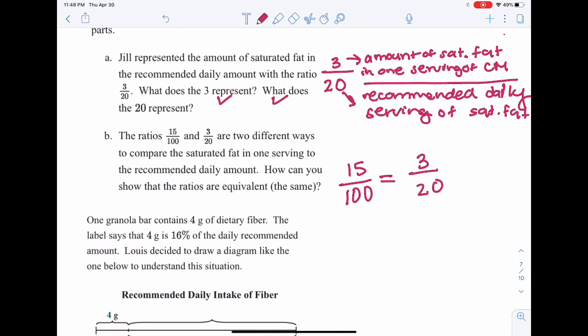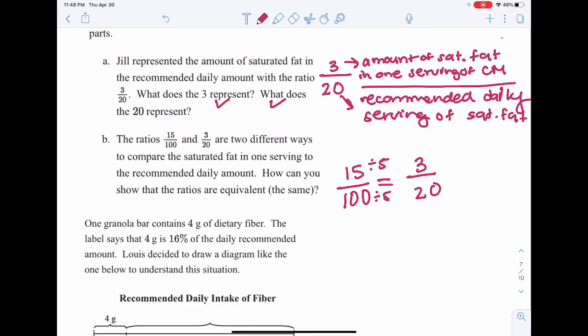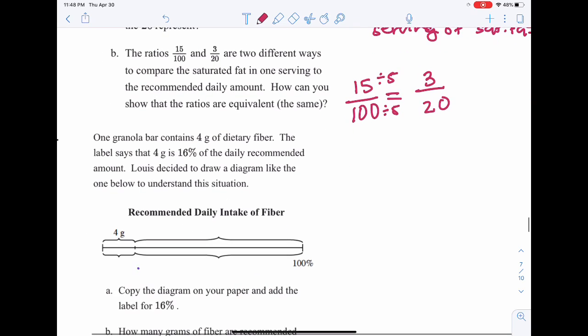Well, there are 2 ways. So the first way could be I can divide both the numerator and the denominator by 5. So 15 divided by 5 is 3. 100 divided by 5 is 20. So that shows that they are the same because I simplified my fraction.